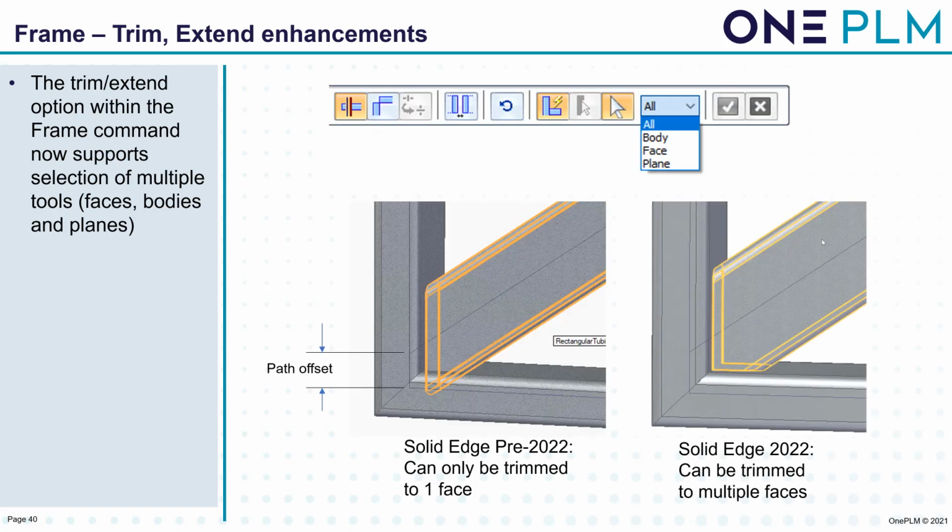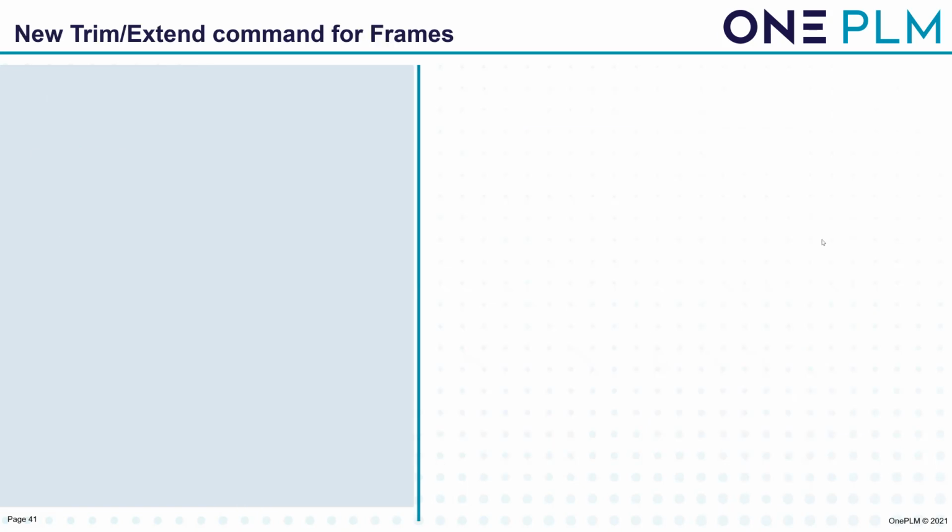The trim extend option within the frame command now supports selection of multiple tools, faces, bodies and planes. So we can see once we choose this option, we've got this option all body face. Pre-2022 we could only select a single element. So we'd either have to create an assembly feature, which I spent a lot of time doing to trim up the ends of these, or we'd have to change our path offset to make sure that it's half of the depth of the appropriate tube that we've chosen. In Solid Edge 2022, we can now trim that to multiple faces. So that saves a lot of pain there.